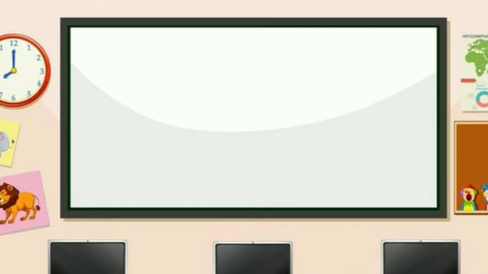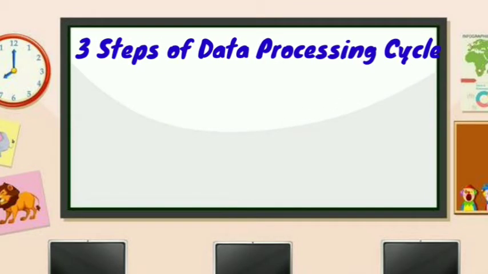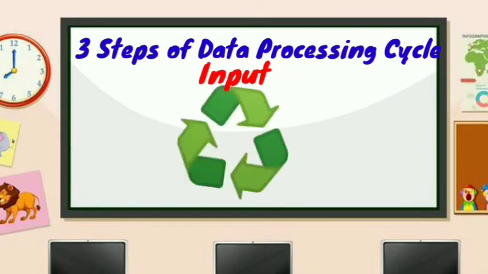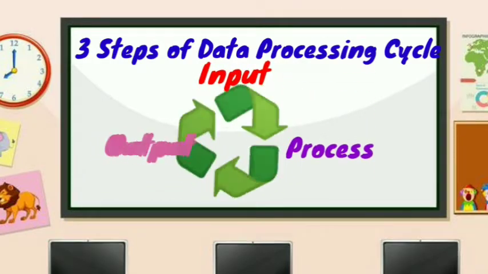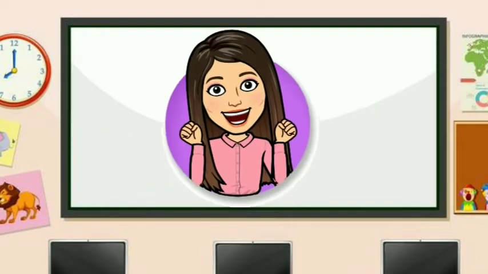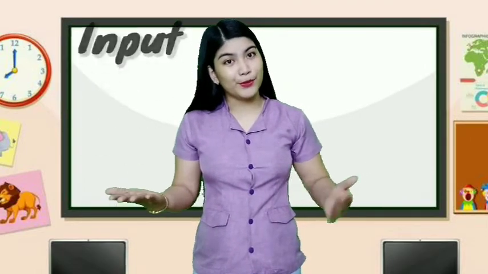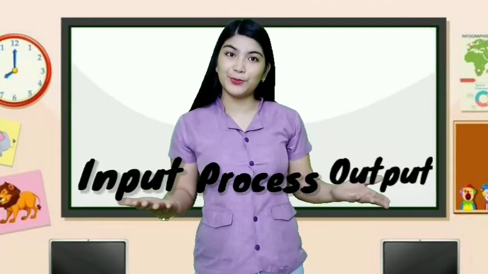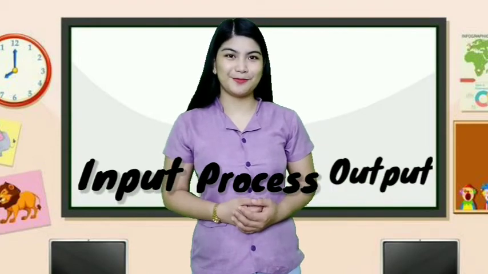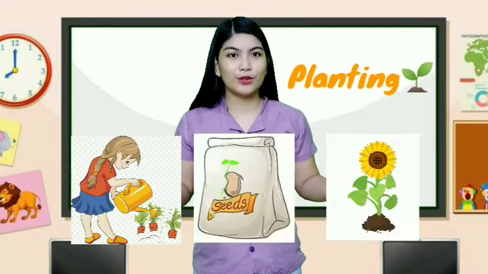Now, let us recall the 3 steps of the data processing cycle. What are those? Input, process, output. Good! Let us have an activity. You're going to identify the pictures if it is input, process, or output. Are you ready? Okay, number 1, planting.